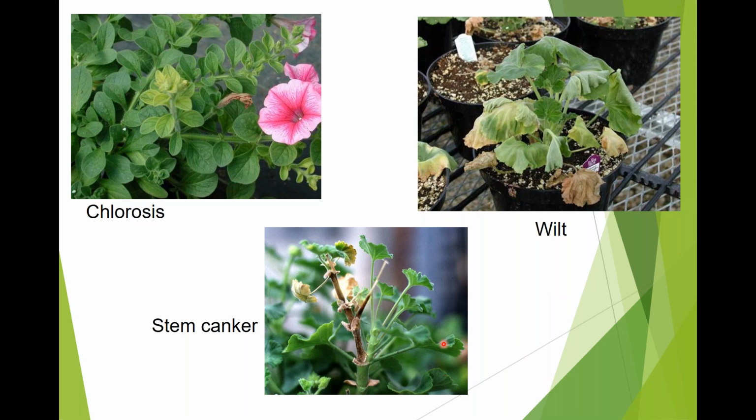And the central picture, the lower central part, is another symptom that we call stem canker. A canker is a dead area on a stem. It doesn't necessarily suggest a specific causal agent, but this is a symptom of stem canker. And you can see the stem is green here. There's a definite margin between the brown discolored area and the healthy green tissue, and that's characteristic of stem cankers.